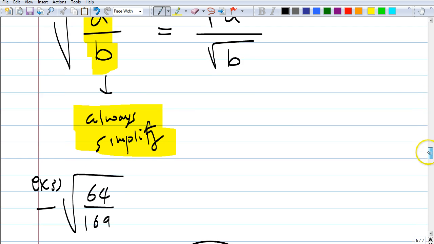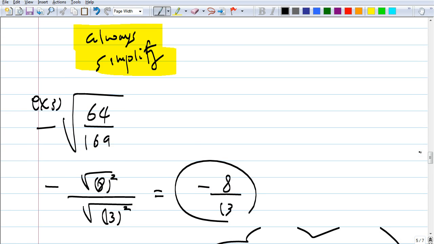Anyway, so if I have something like this, negative square root of 64 over 169, this one's really easy because you could rewrite it using this rule. Negative square root of 64 over 169 is the same as negative square root of 64 over square root of 169, which is square root of 8 squared over square root of 13 squared. You all saw that 64 and 169 are perfect squares, right? So this simply becomes negative 8 over 13.